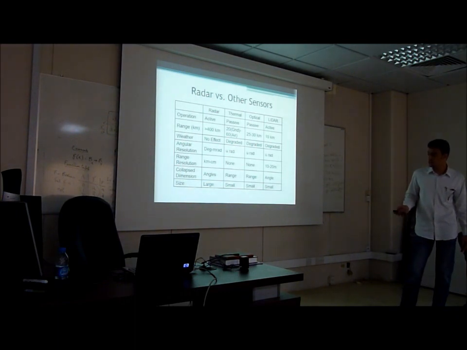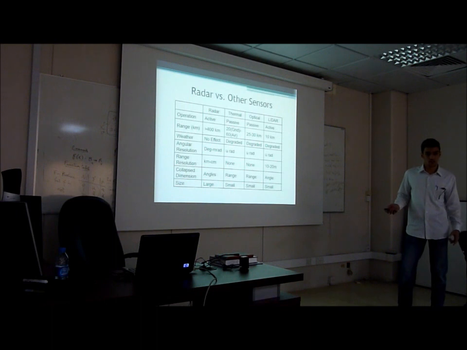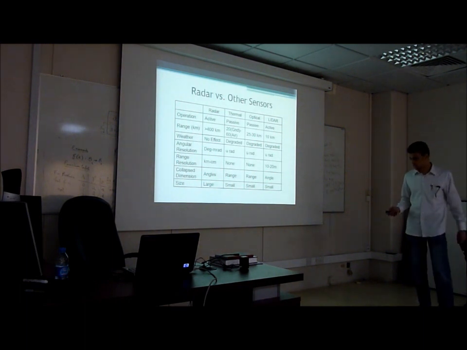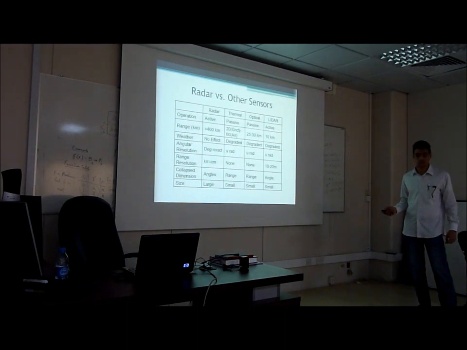The range resolution is the smallest range at which the radar can detect two targets separately. Again, the range resolution is the ability to resolve multiple targets if they are very close in range. In radar, this changes from kilometers to centimeters.